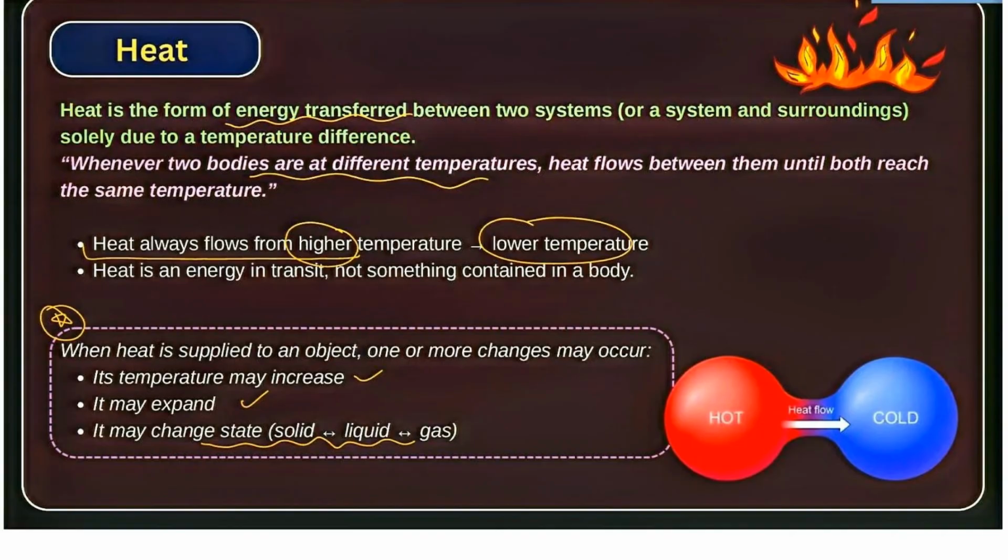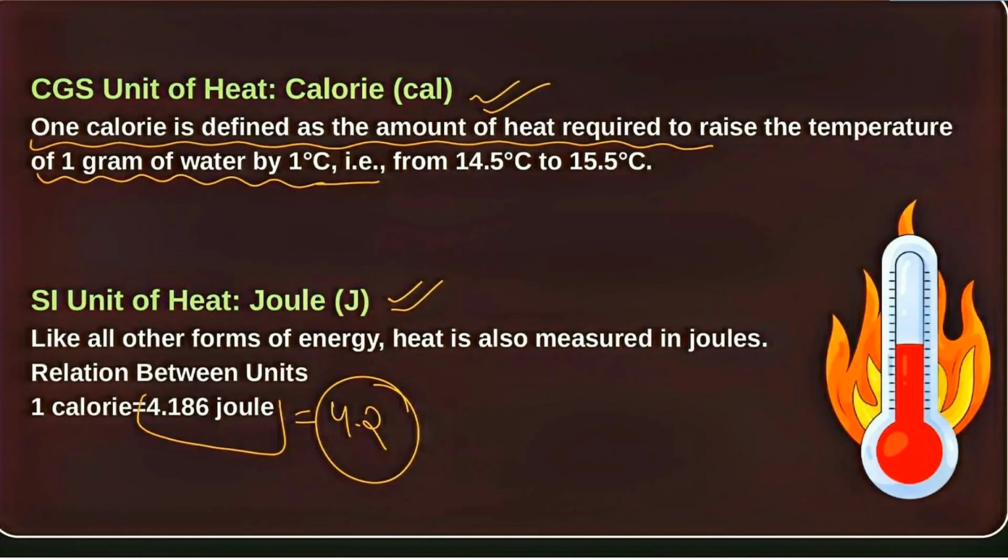When heat is supplied to an object, one or more changes may occur. Its temperature may increase. It may expand. It may change state: solid, liquid, gas. Heat flows from hot to cold. CGS unit or SI unit.